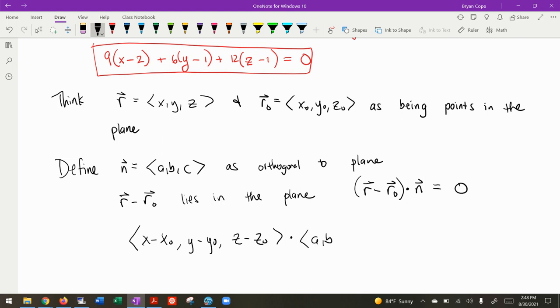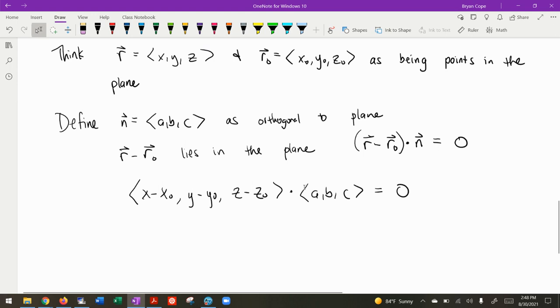And then dotting with ABC equals 0. Well, you see it? That's basically the derivation. This was pretty short and quick, right? Dotting just means A times x minus x naught plus B times y minus y naught plus C times z minus z naught equals 0. And there's your equation of your plane.